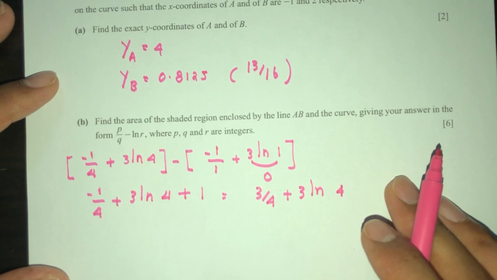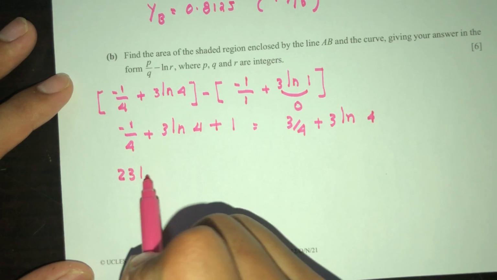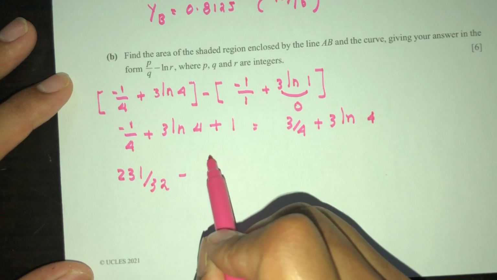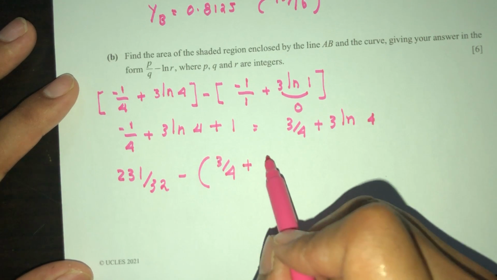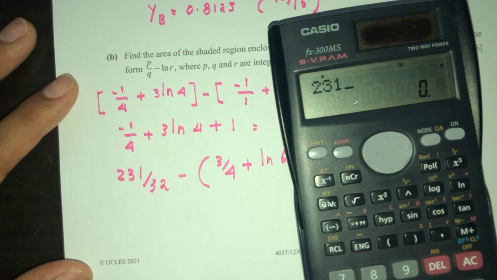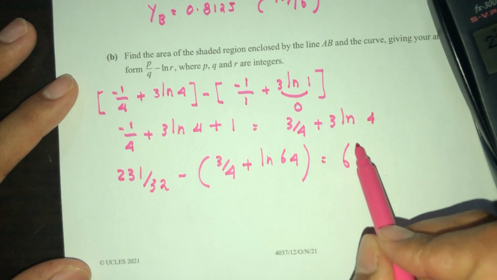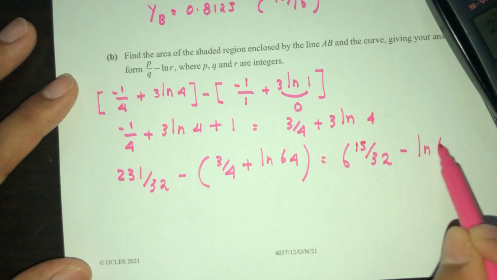Now what do we have to do? Now we have to definitely simplify. We have to take the whole area, which is this one, 231 over 32, minus area under curve, which is 3 ln 4, plus send this over here, becomes ln of 64. So 231 over 32 minus 3 over 4, that will be this value. So 615 over 32 minus ln of 64.